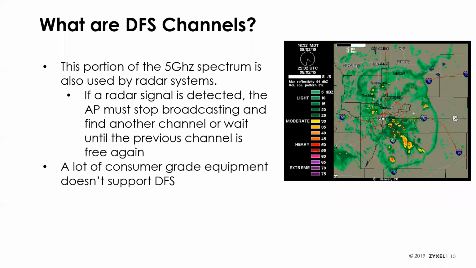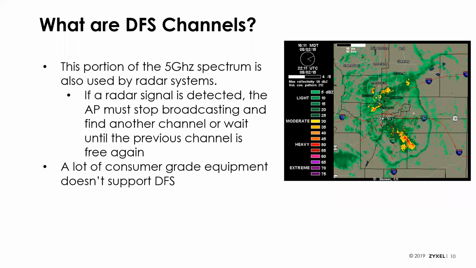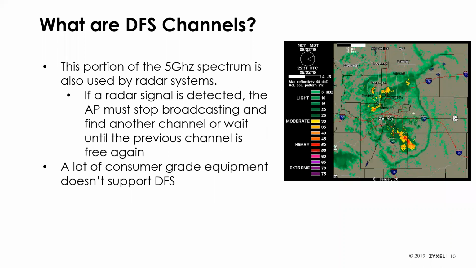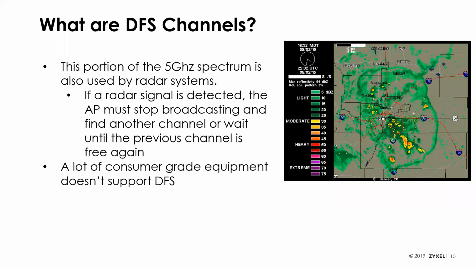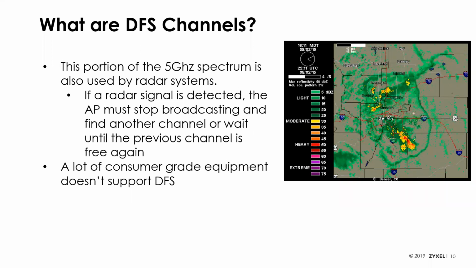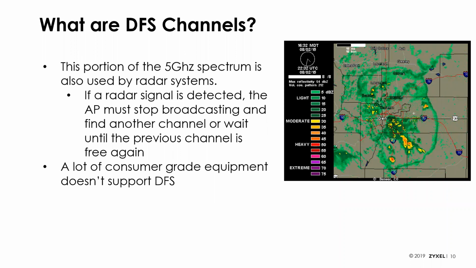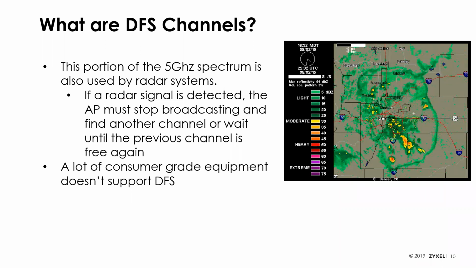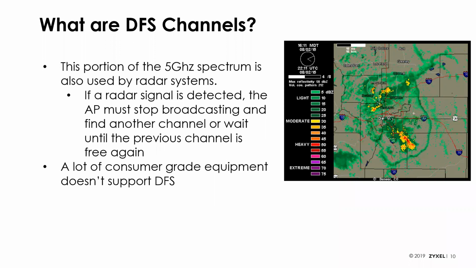And basically with DFS, your access point is required, before it starts broadcasting, to make sure there are none of these legacy users using that spectrum. So if it sees that there's a legacy device using it, it is not allowed to broadcast. In addition, if it starts broadcasting and then determines a legacy device is now using that frequency, it has to turn off and stop broadcasting.